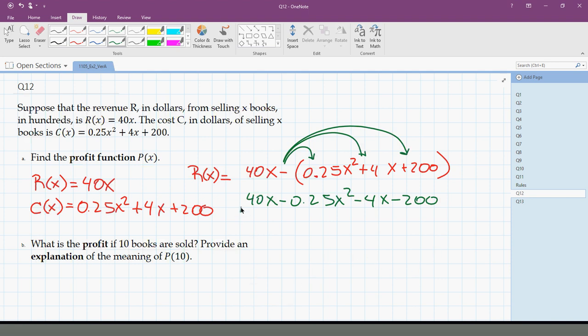Combine like terms, that will be this 40x minus 4x. So you're going to have a negative 0.25x squared plus 36x minus 200. That will be the function, the profit function.